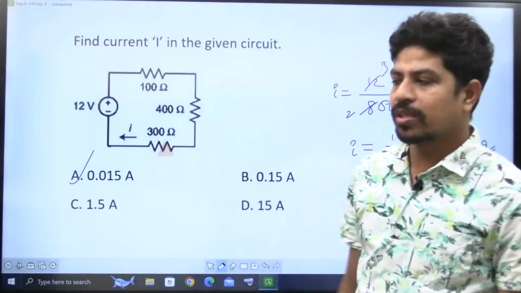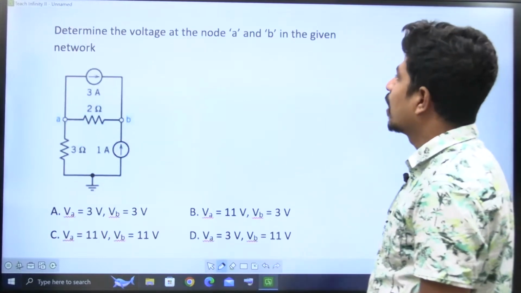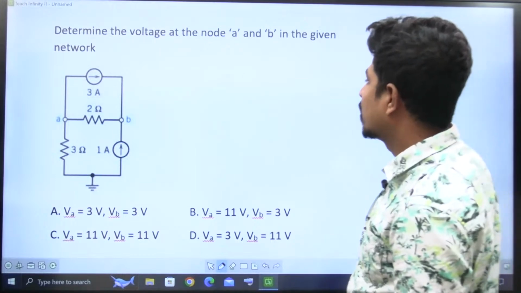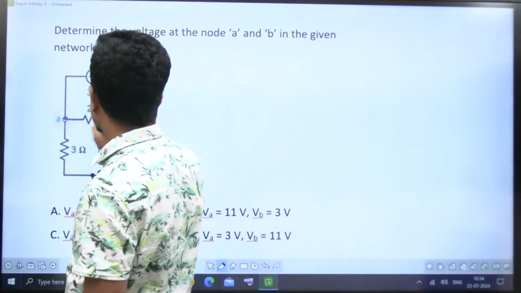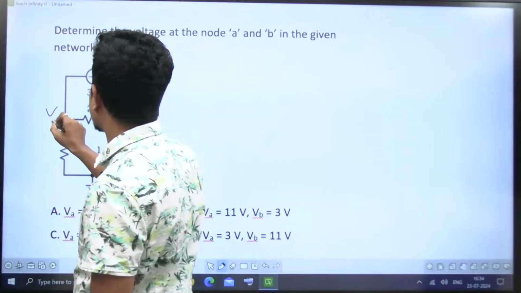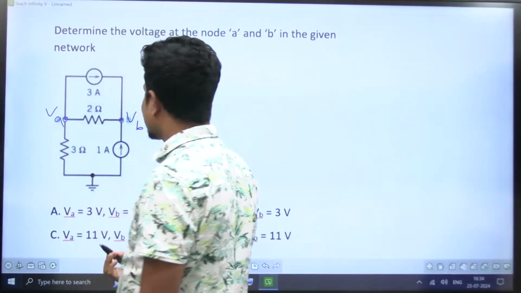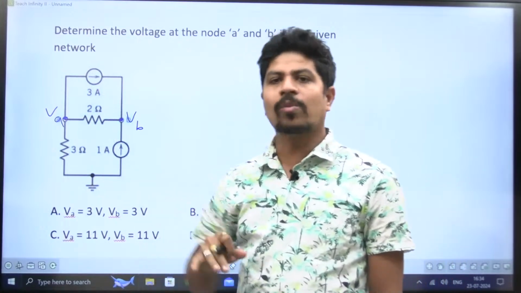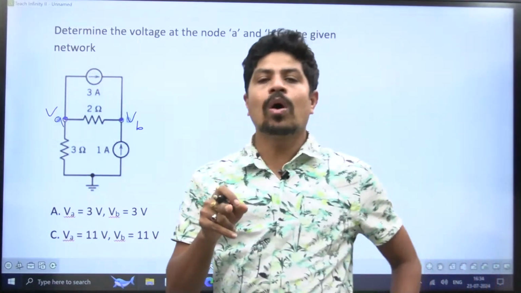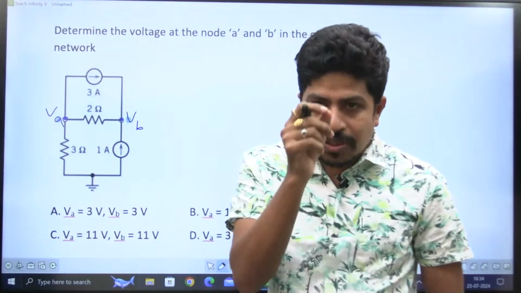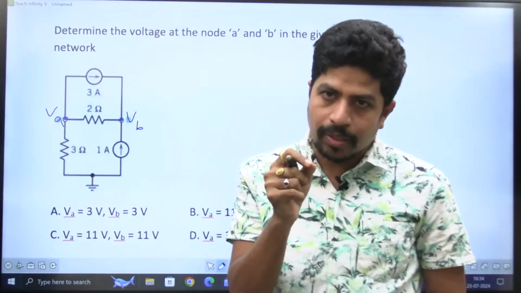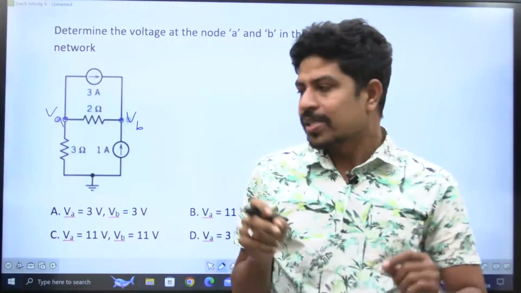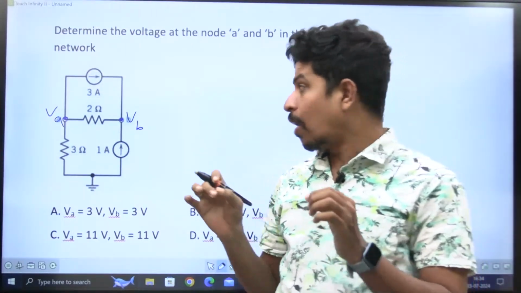Okay, simple question. Next, determine the voltage at node A and B in the given network. Yes, this is point A, this is point B. He's asking voltage at A, he's asking voltage at B. This is also a very easy question. I don't know in what way you're going to do it. Follow my method, you're going to get it very easily. If you want to find voltage at any point, you start at that point and go to ground. In many ways, you can go to ground. I repeat, this point is going to be useful for you a lot.